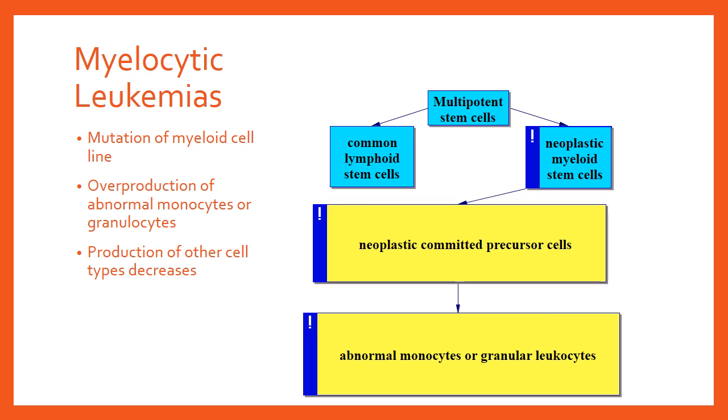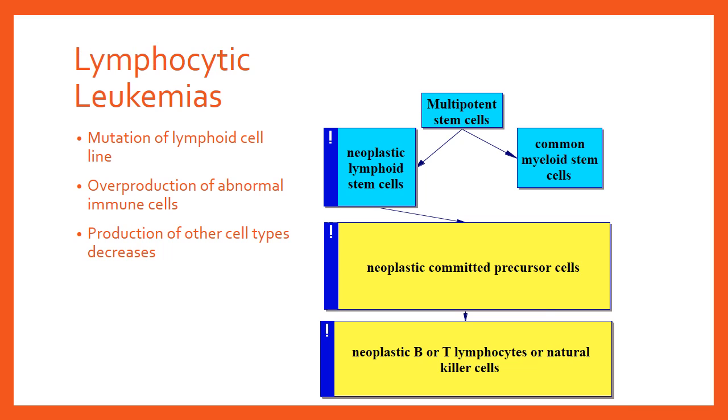And when we have overproduction of the cells, we are spending resources such as energy on this, and other cell types that are not malignant will not keep up. As I was saying on the previous slides, normal cell production will decrease because of overproduction of abnormal myeloid cells. So when the mutation occurs in lymphoid cell lines, it's a lymphocytic leukemia onset.